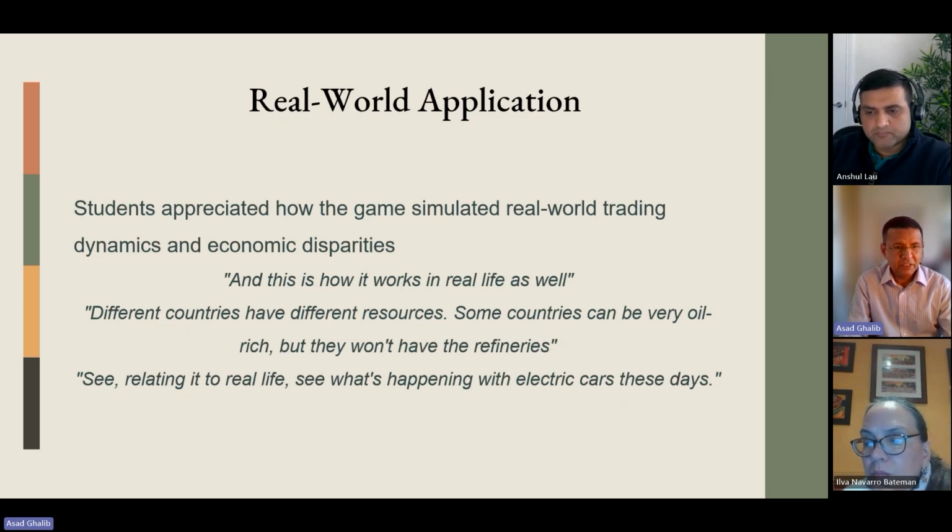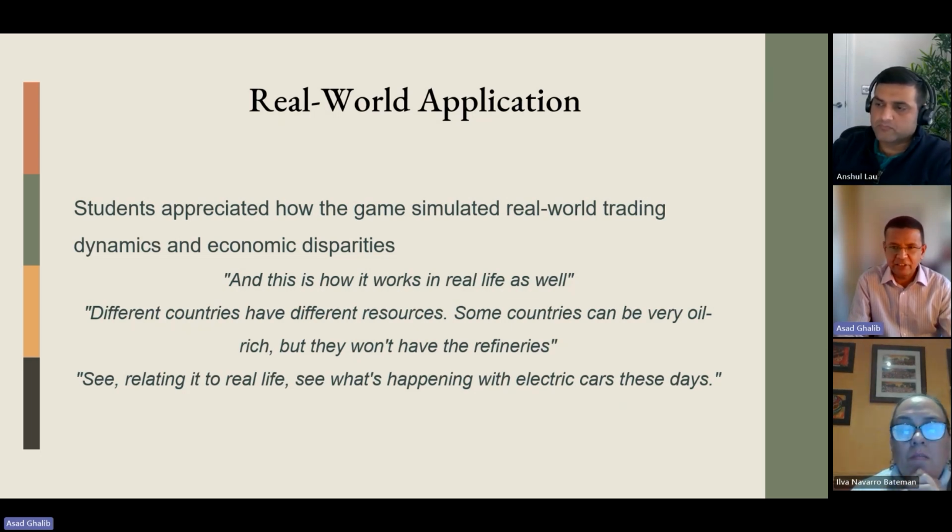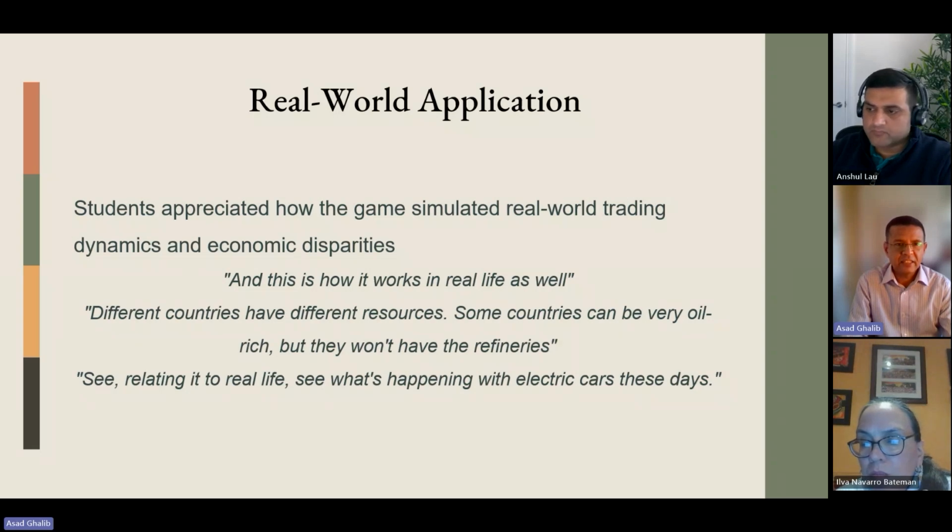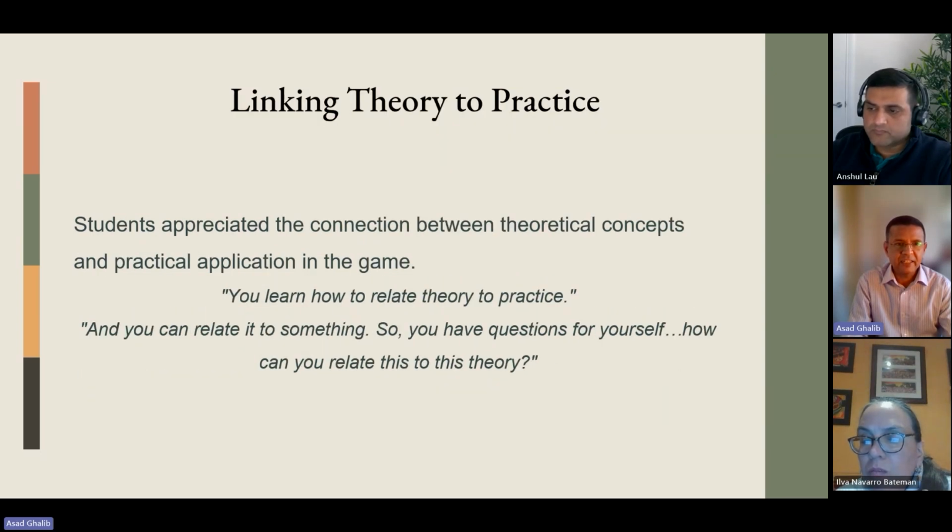Second bullet: different countries have different resources. Some countries can be very oil rich, and they can extract the crude oil and sell it off, but they won't have the resources to refine the oil and use it. So they extract and sell the crude oil and then buy back the refined oil. This is what they're talking about here. So yes, real world application was at the heart of this game, and we could see this in the discussions that we had. Linking theory to practice, yes.